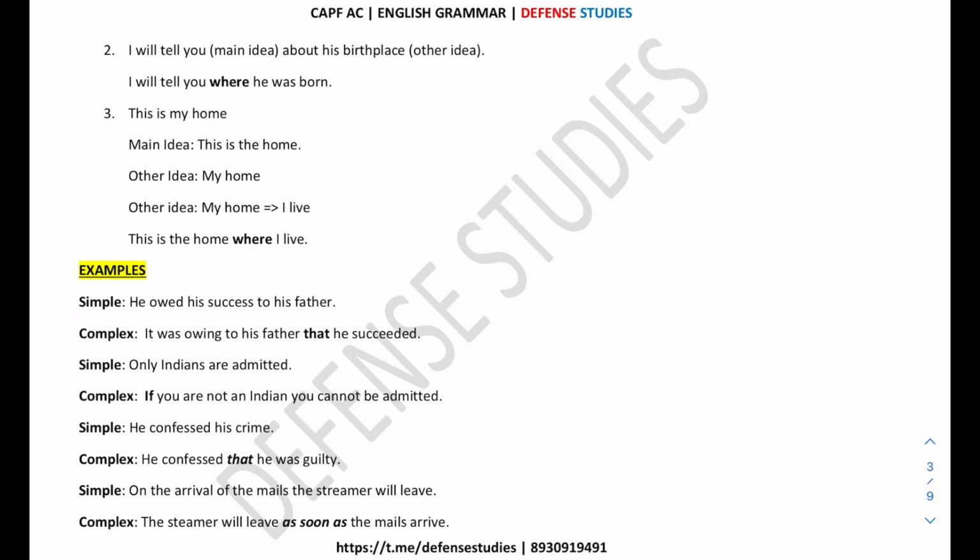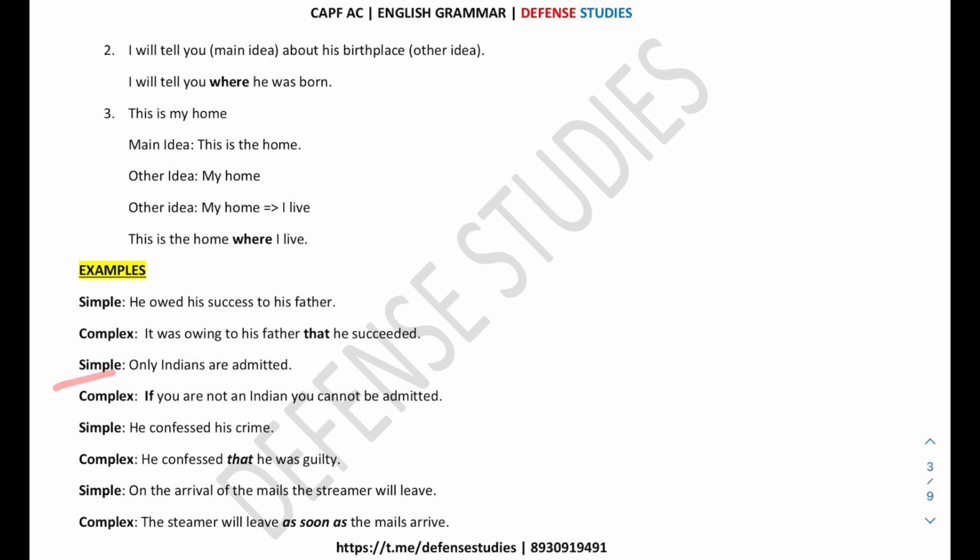This is a simple example: he owed his success to his father. How can you convert it into a complex sentence? It was owing to his father that he succeeded, right? So we have basically converted the one idea into another clause, right?